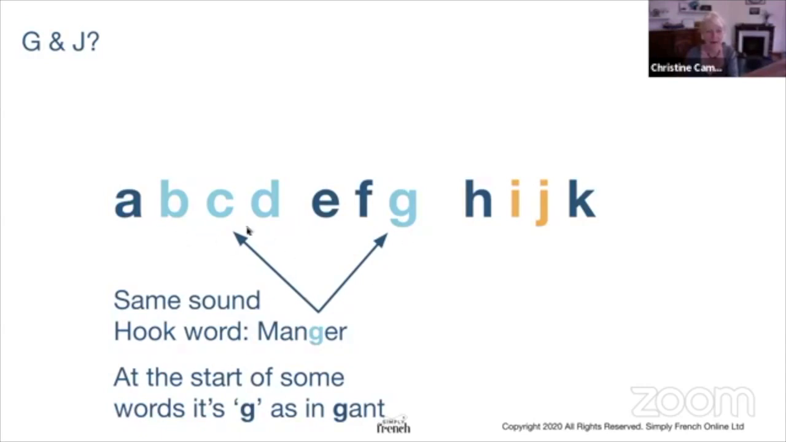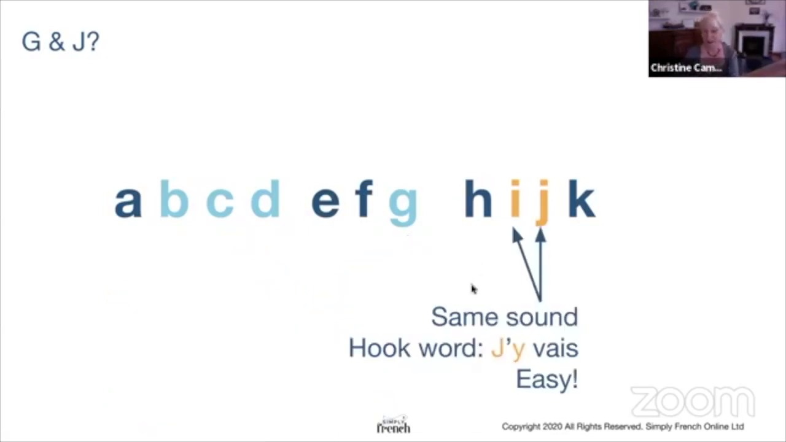G. So keep it like that. So if someone's spelling something out and they say j'ai, think manger, that's got a G in it. And this one, the same sound, is another hook word. I've made j'y vais. J'y vais means I'll go. J'y vais, I'm going, j'y vais. Literally there, I'm going there. So j'y vais, commonly used little phrase.